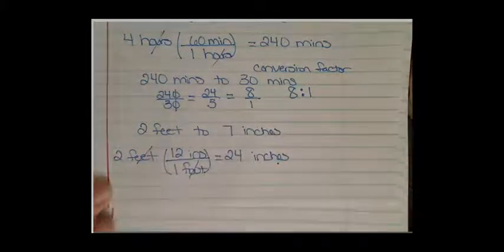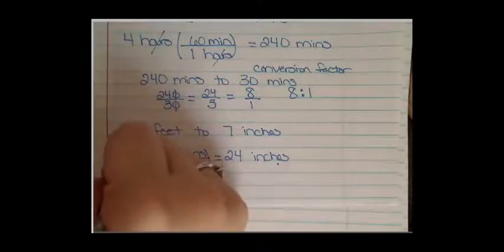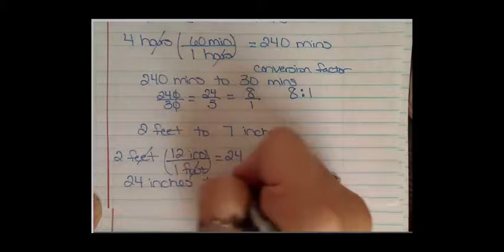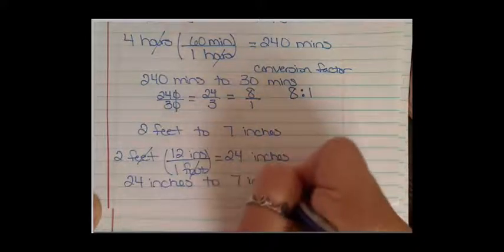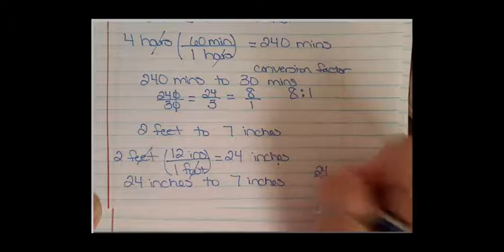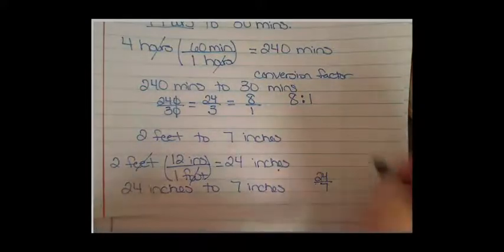So now we have 24 inches to 7 inches, which will be 24 over 7. And that does not reduce. So that would be our final answer. Again, you could see it as 24:7.